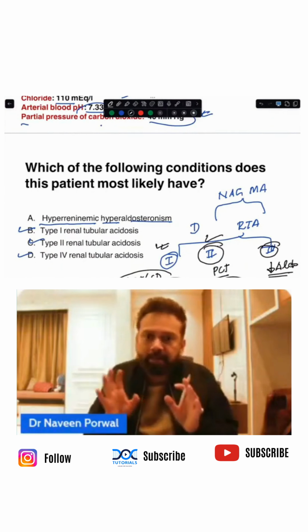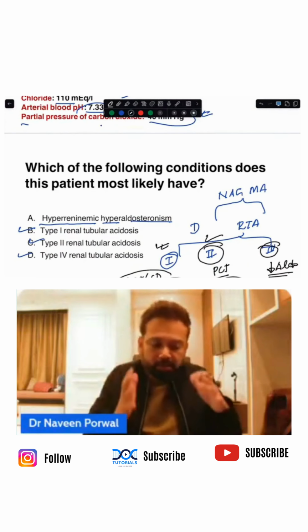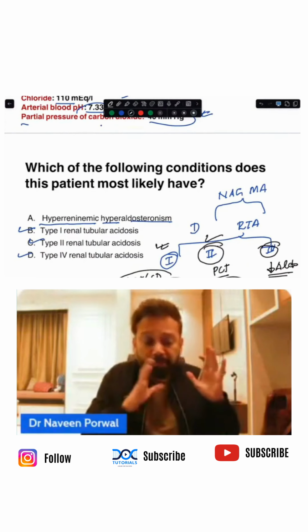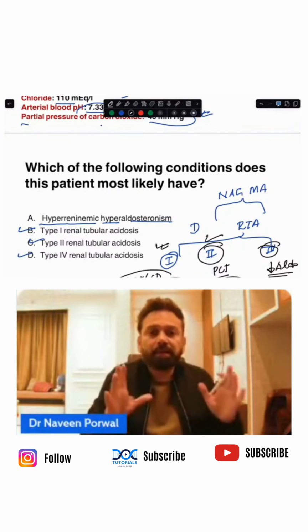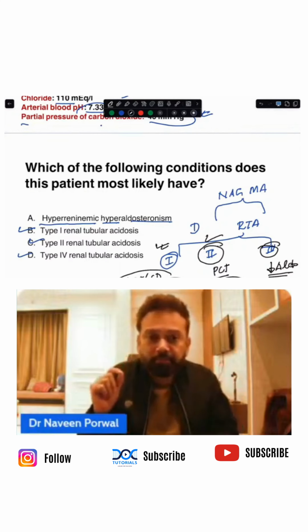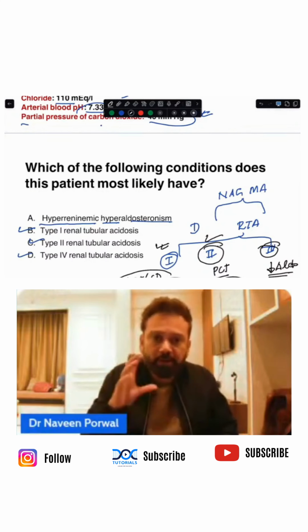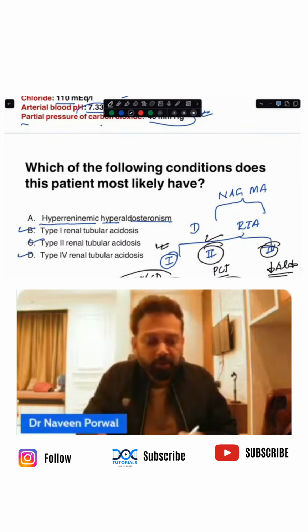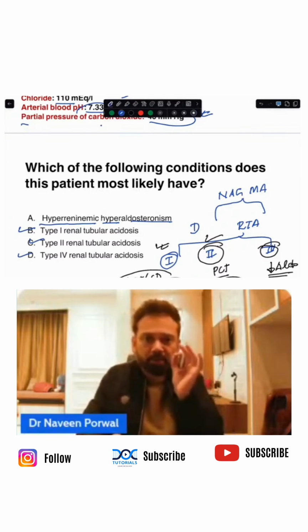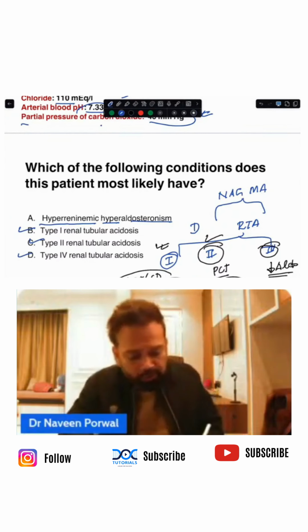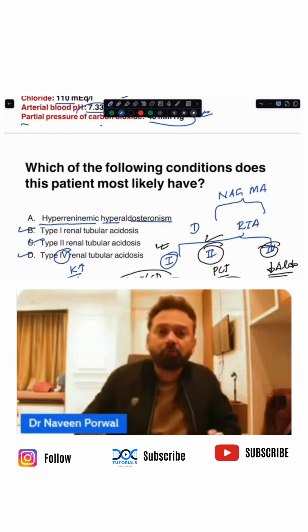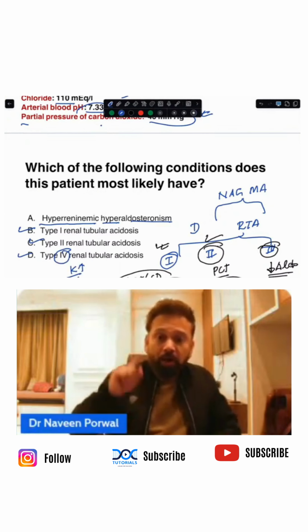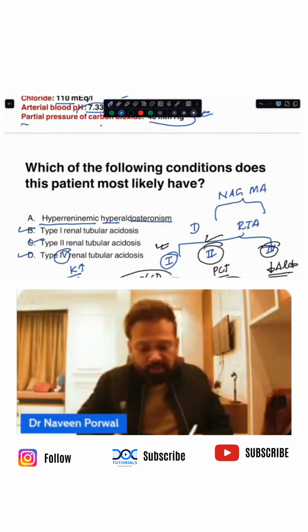I could discuss this question for at least 1 or 2 hours, but the purpose today is not to discuss in much detail. In the exam, you have very little time. So the purpose of today's discussion is how to approach the exam. A few key points you must remember. For example, RTA4 is the only RTA which has hyperkalemia, because of hypoaldosteronism. So the answer will be D.